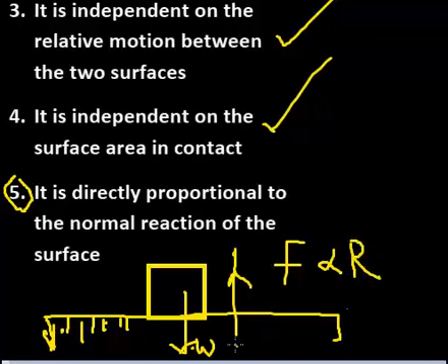Of course, a normal reaction is that particular reaction that a surface uses to withstand the weight on top of it, all right? So we said that the frictional force is directly proportional to the normal reaction. Now, when we want to remove this proportionality, I introduce an equal to, which will bring a constant, and that constant has this symbol.